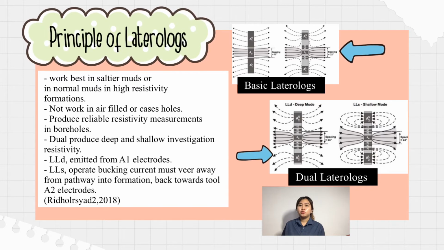This dual laterolog produces a deep investigation resistivity and a shallow investigation resistivity measurement. LLD mode operates just like an LL7 tool, but with the same bucking currents that are emitted from A1 electrodes. So the result focuses the current from the electrodes. While for the LLS mode, the bucking current must veer away from the pathway into the formations and back towards the tool. A2 electrodes cannot constrain the current being emitted from the central electrode too much.